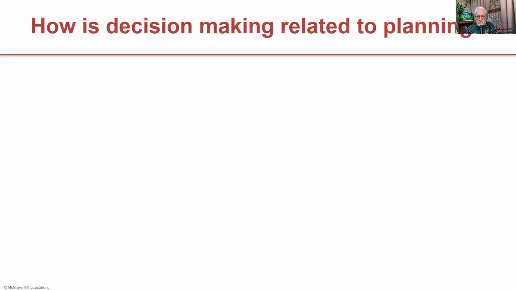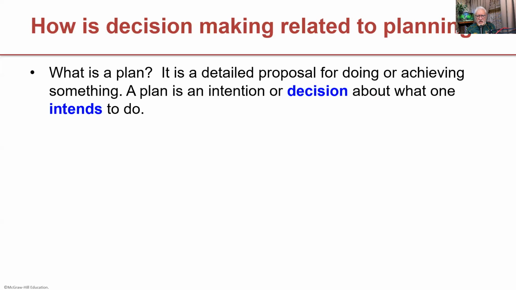And that is our goal. But that's enough of a recap. The issue now is to say, how is decision making related to planning? And I'm going to say that a plan is what you intend doing in order to achieve something. So you need a goal there, all right?